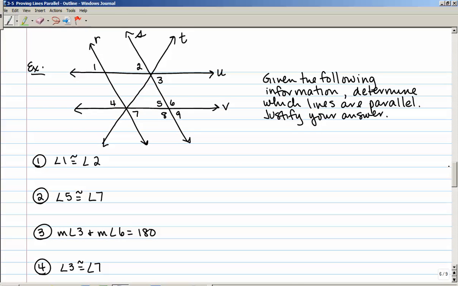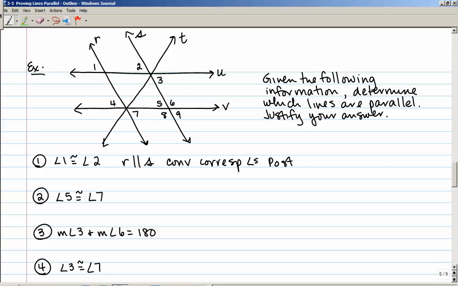So let's take a look at a couple examples here. Given the following information, determine which lines are parallel and justify your answer. So in this diagram, if I know that angle 1 is congruent to angle 2, then which lines have to be parallel to each other? Well, there's a whole lot of lines going on here, and I really need to ignore a lot of them. But if 1 and 2 are congruent, then it looks like those are corresponding angles. So line R would have to be parallel to line S by the converse of the corresponding angles postulate. Since 1 and 2 are congruent to each other and they are corresponding angles, then line R is going to be parallel to line S.